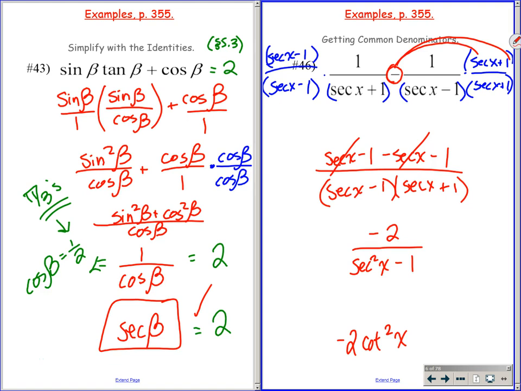So this is -2 over tangent squared of x, and one over tangent is cotangent, so cotangent squared of x. If this was equal to a number, hey, divide by the -2 and go looking in the unit circle, after a plus or minus square root.